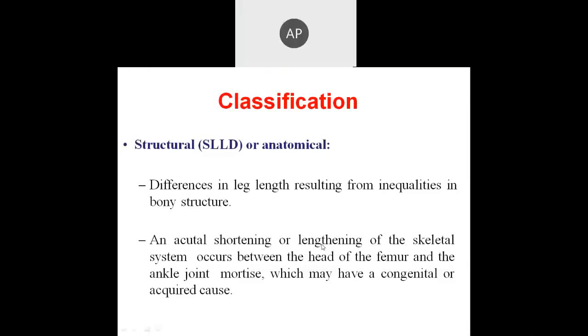Which may have a congenital or acquired cause. So due to different causes you may find shortening: it may be congenital or hereditary, then acquired, for example in an accident, or after surgery. Suppose due to excessive calcium deposition one femoral length will be longer, so obviously shortening of the other you will find. Suppose due to any reason you have to cut one bone, or due to trauma, you may find shortening. So lengthening and shortening, both cases may happen.